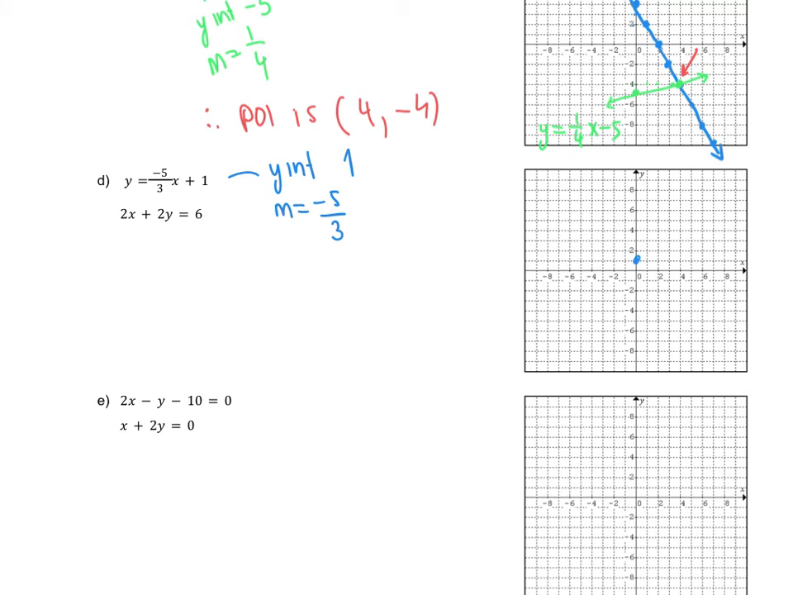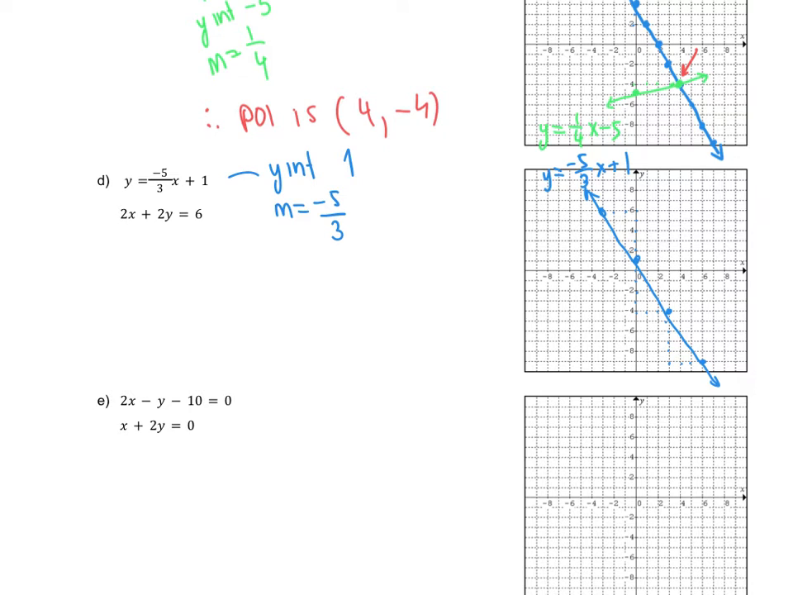So here's the y-intercept, and now I'm going to go down 5 to the right 3. Down 5 to the right 3. And then I'll go in the other direction as well. Up 5, left 3. And I know I did it correctly because my points are lined up. And I will label this -5/3x plus 1.